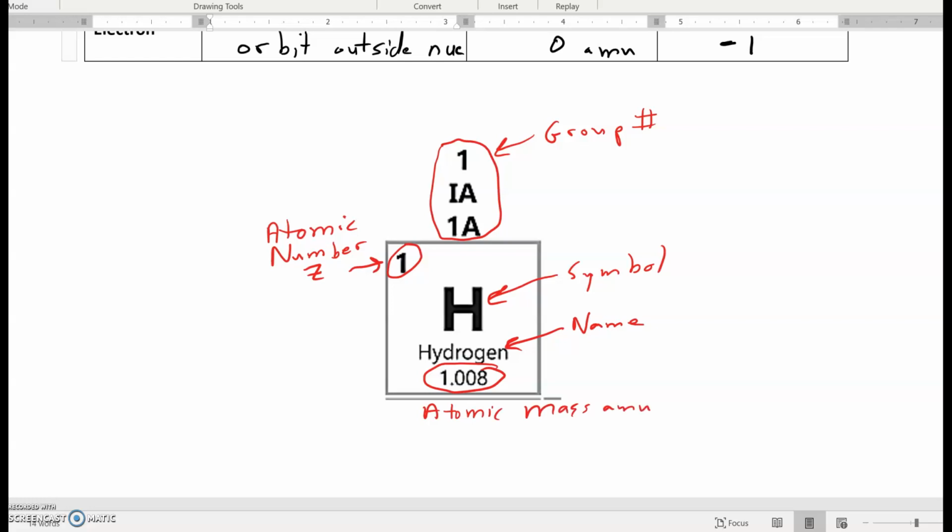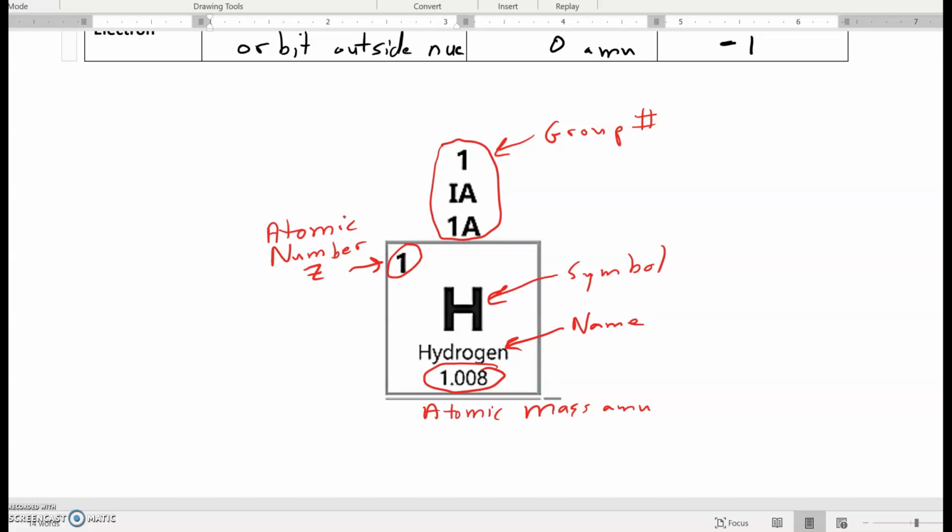Now, these may be in different places, these numbers on a periodic table. There are different arrangements. The larger number is always going to be atomic mass. The smaller number will be atomic number. And the atomic number is always a whole number, not a fractional. That's because this atomic number is the unique identifier for an element. It tells us the identity of the element.